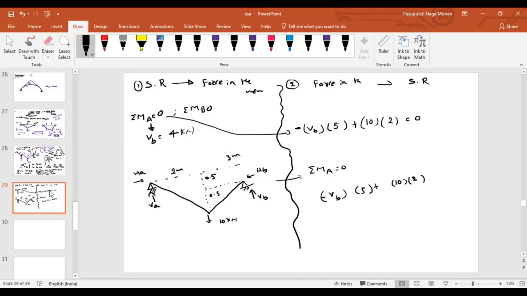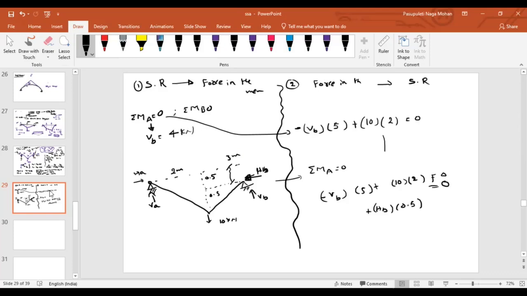Are there any other moments, or will it be the same? That 0.5 distance. Look at this force HB. Will it be any moment or not? It will be 0, sir. No, there is not a perpendicular between these two. It's not symmetrical. It will make a clockwise plus HB into 0.5.